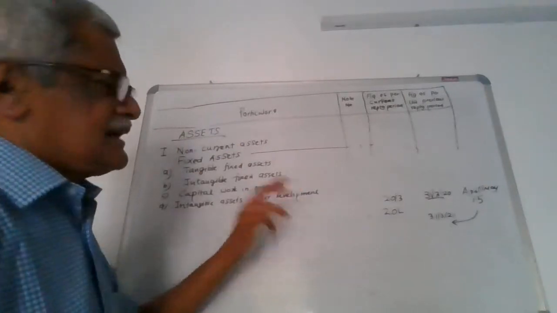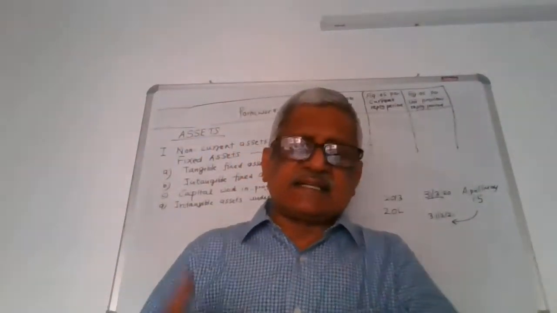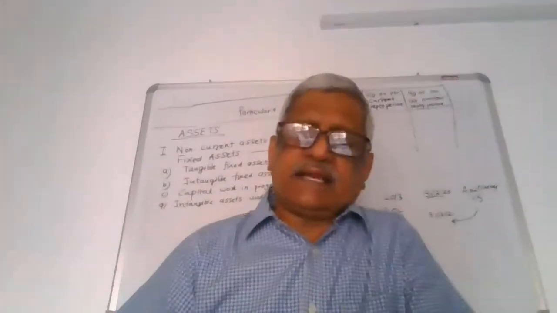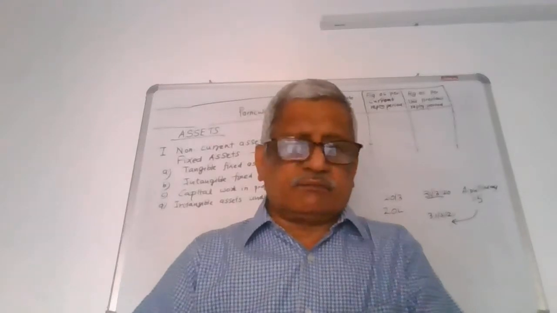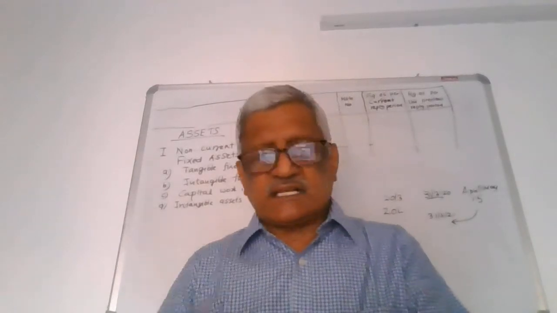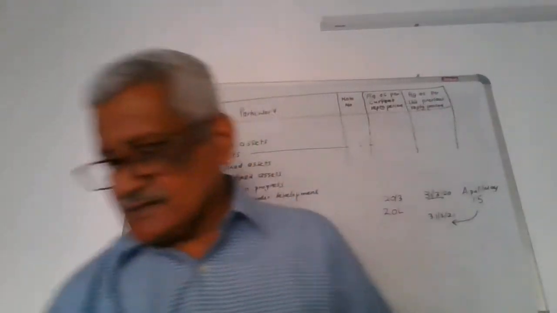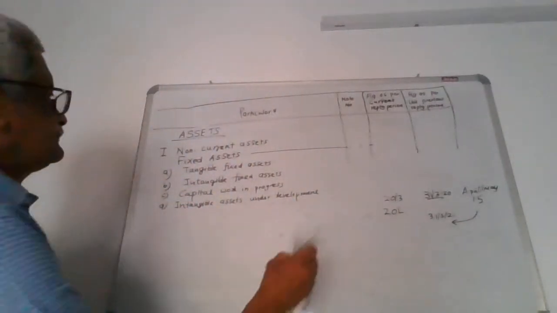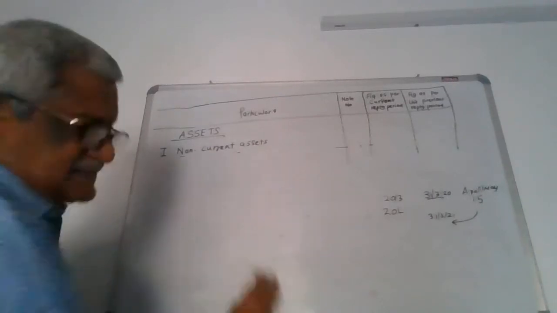Now, intangible assets under development. Suppose a company is developing a software, they have already spent some money, but the development of the software is not yet completed. Such items will appear under intangible assets under development. Now, we will go to the next non-current assets.